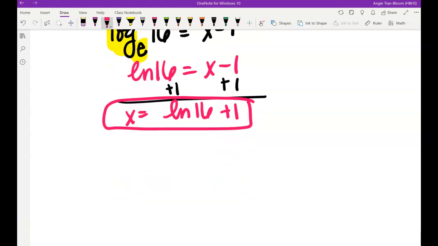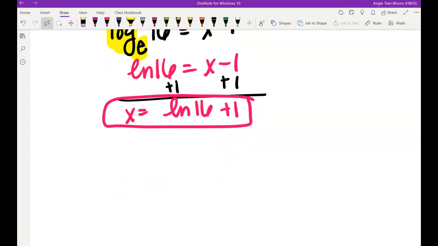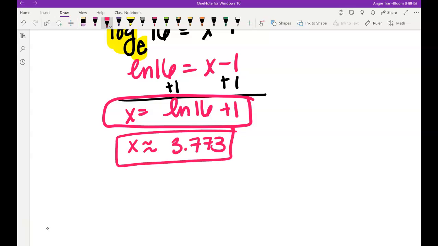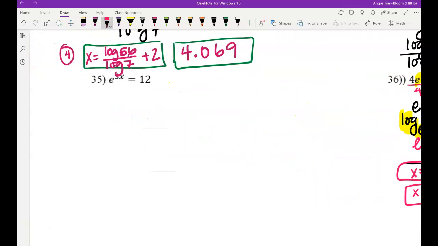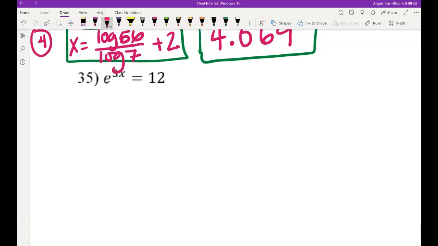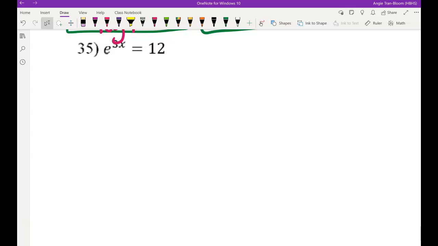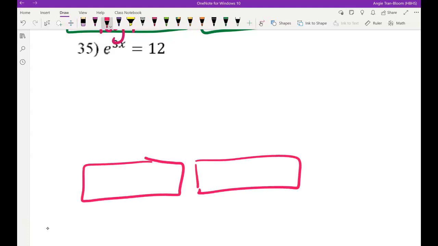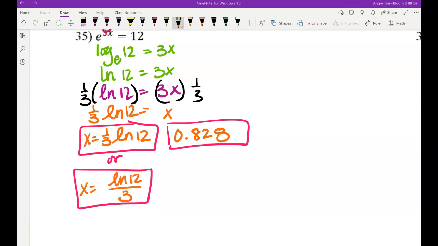Now use your calculator and just crunch it out normally. Hit in natural log of 16 plus 1. And my calculator is going to say about 3.773, and box that up. Now go ahead and give number 35 a chance, okay? I want you to take a couple minutes, write it all out, box up your final exact answer along with your decimal approximation. All right, guys, so hopefully you guys have the same exact answer here as we have.